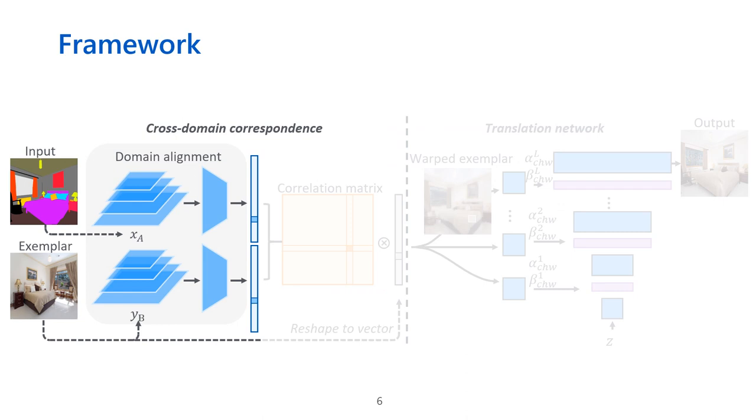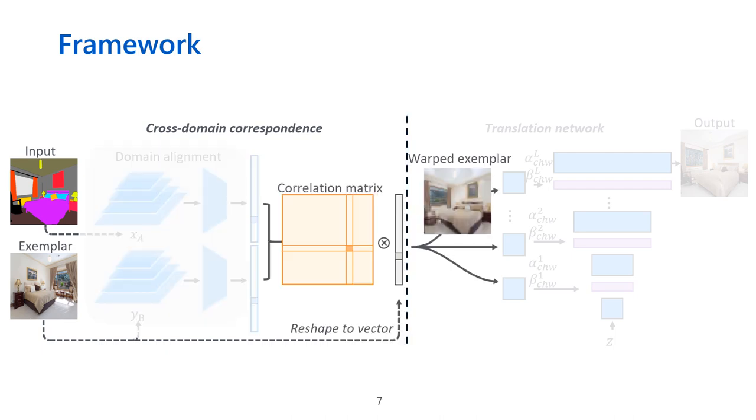Given an input and exemplar from the domains A and B, we first align them into a shared space. Then, we compute the correspondence in this shared domain. In this way, we can obtain the warped exemplar image, whose patches are weighted sums of the corresponding patches based on the correlation. This warped image can be seen as a rough translation estimate.